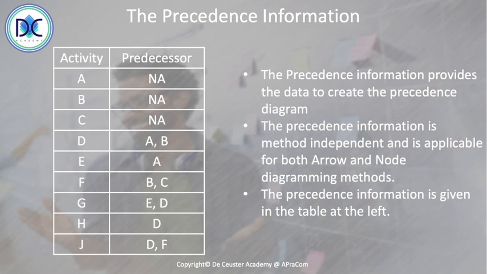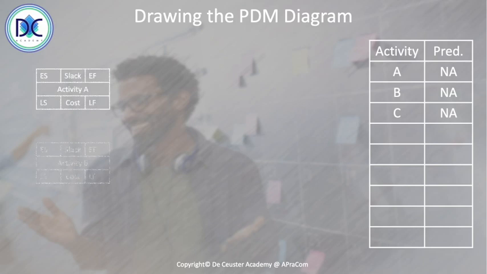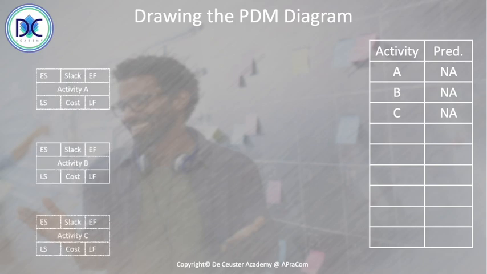We start again with the three first activities A, B, and C, which have no predecessor, so we can start with them at the beginning. First we have activity A, B, and then finally activity C. The next activity we're going to add is D, which is after A and B. So we draw the activity D and we draw the two arrows connecting activities A and B.